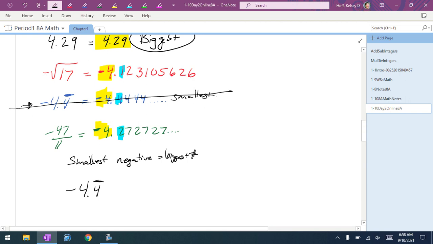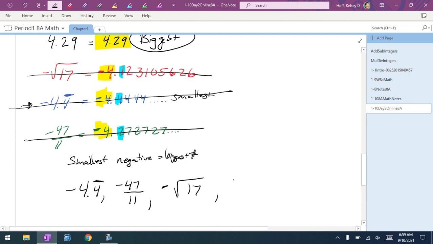And I cross that off. Then I have a 1 and a 2. The biggest number would be 2. So negative 47/11. Cross that off. Negative square root of 17. Cross that off. And the only positive number we had was 4.29.